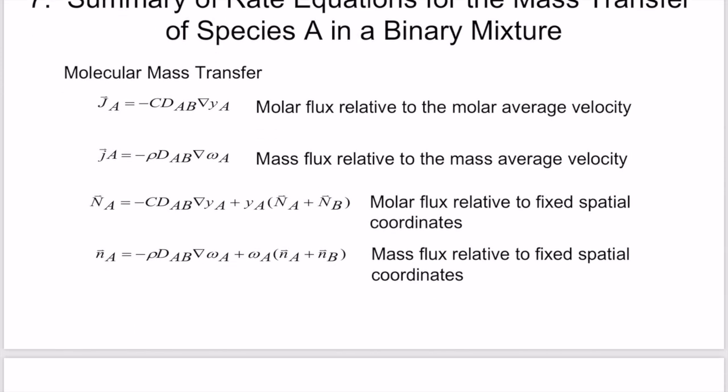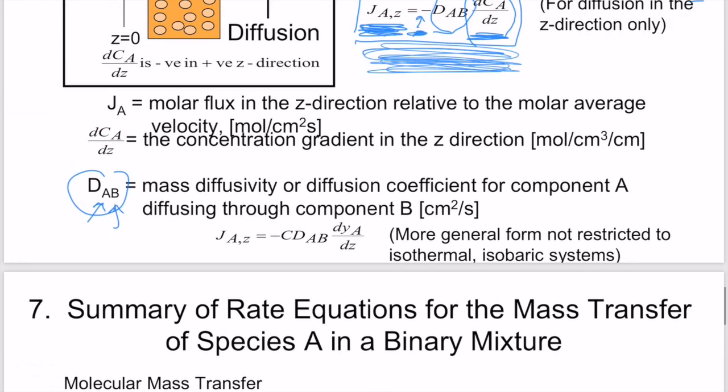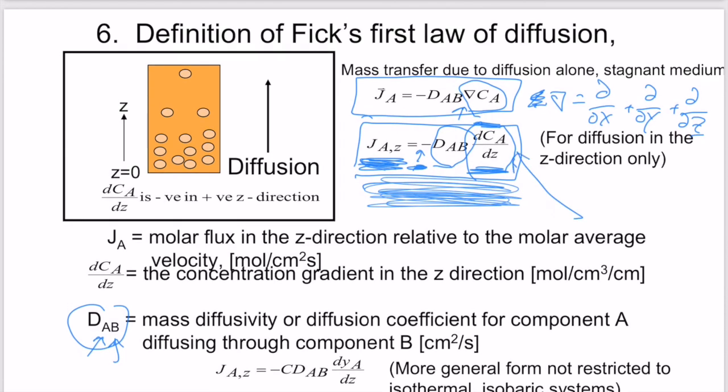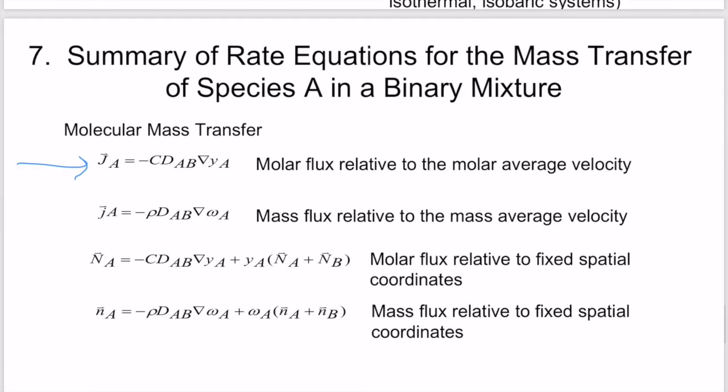Okay, and these are some examples of the different representations of Fick's first law. Up here we had it in terms of concentration, C sub A, and if you divide by the total concentration, then you can make it in terms of the mole fraction. That's the only thing that happened there. The capital J means molar flux. The small j means mass flux.